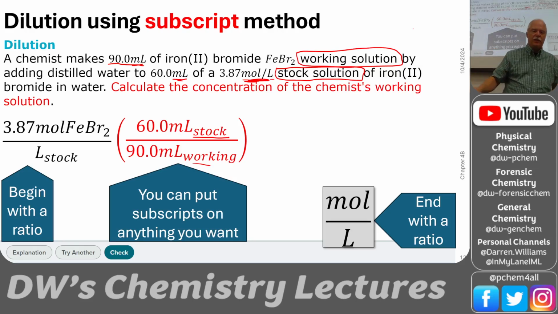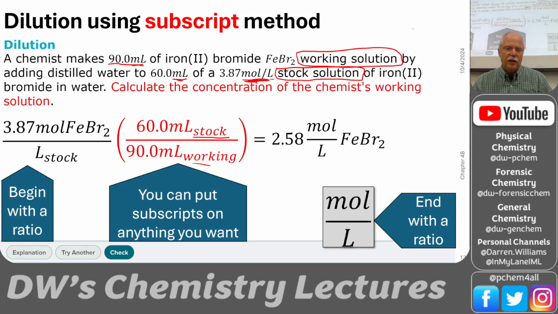And so we look at this, we see the mils cancel and all of that stuff. And so it's very simple. 3.87 times 60 divided by 90. We get 2.58 moles per liter of the iron bromide, or 2.58 molar iron bromide, iron 2 bromide. So pretty straightforward using the subscripts. I don't know if anybody else teaches it this way, but I think it's very, very useful.